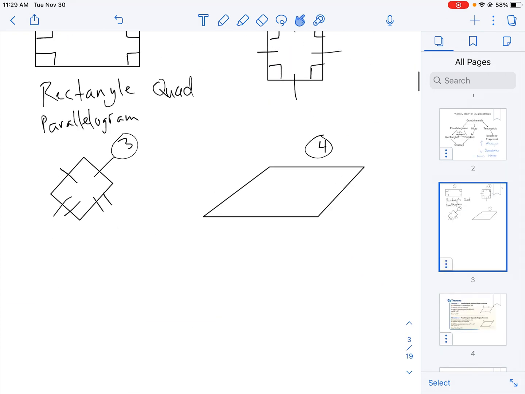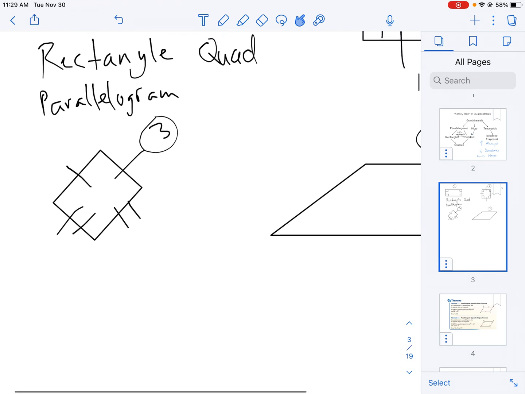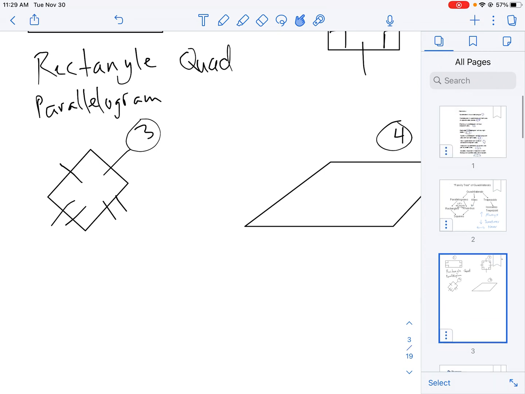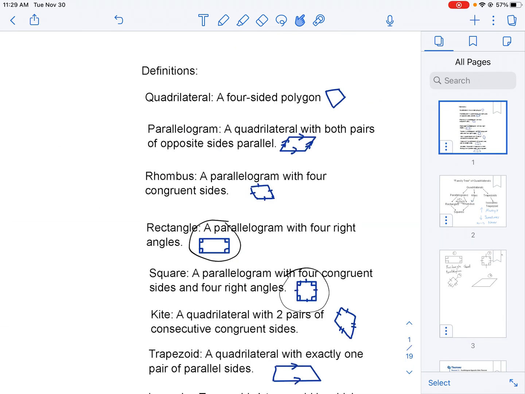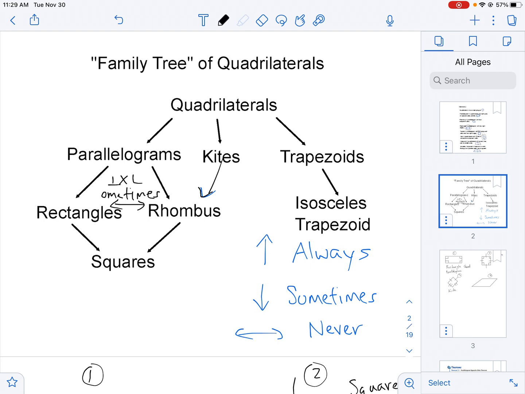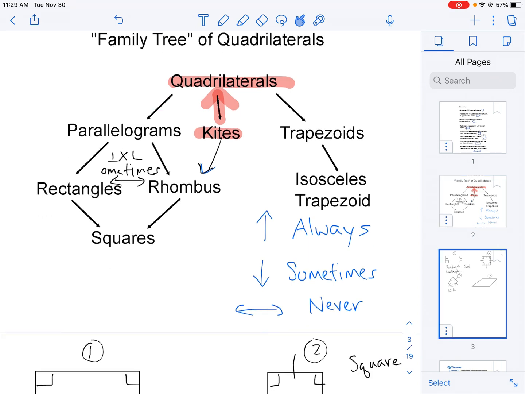So let's keep going. You guys kind of get the idea, but we'll keep going. Number 3, we have to find out what it looks most like. Let's see. Has the same marks as this, so it looks like it's a kite. Okay, so this is a kite. So let's see, what else is it? So it's a kite and everything else above it. So it's also a quadrilateral. So it's a kite and a quadrilateral.